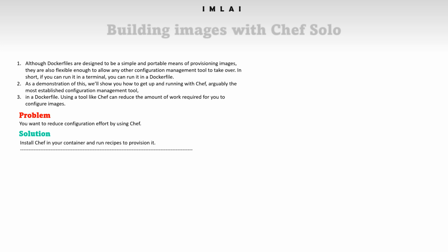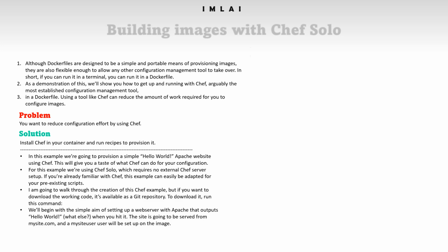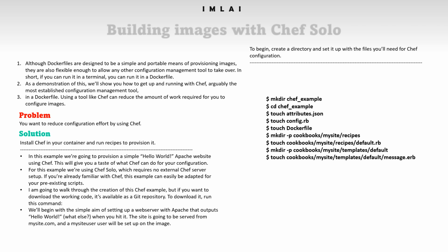We will begin with the simple aim of setting up a web server with Apache that outputs hello world when you run it. The site is going to be served from mysite.com, and a mysite user will be set up on the image. To begin, let's create a directory and set it up with the files you will need for the Chef configuration.